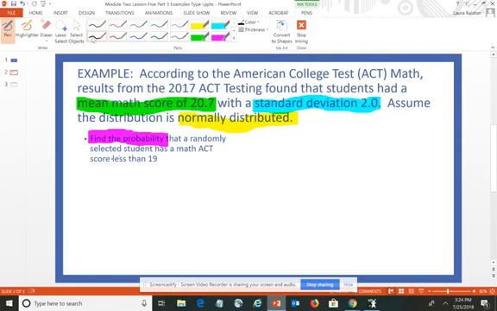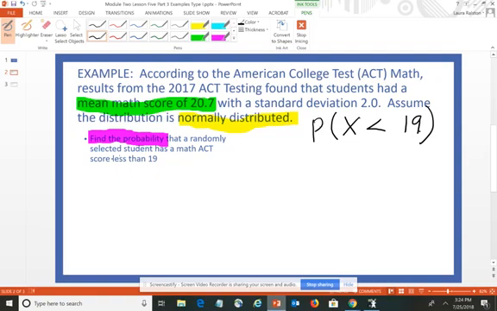Now, this same problem, instead of being written in words as it is here, can also be written in symbols, and it would be written this way. The probability that the student's score is less than 19.